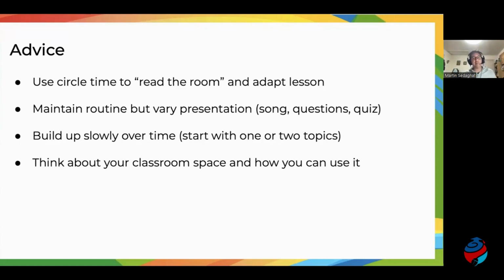Then you want to build up slowly over time. I did mention this before. Start with 1 or 2 topics. Don't just go straight into the day, the month, the letter, the color. Do a little bit at a time. And as they get used to it, then you can add complexity.